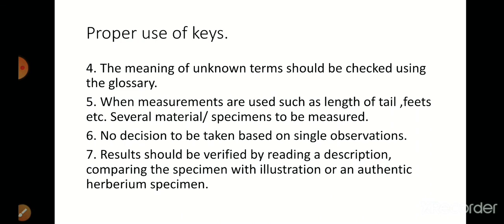So the next point is no decision to be taken based on a single observation. Okay, a single character observation cannot differentiate the organism on the basis of that single character. For example, scales are present in birds and reptiles. In both classes these scales are present, so this single character of scales cannot identify whether this unknown organism belongs to amphibia, sorry, reptiles or birds. So single character identification cannot make the proper decision for the classification of this unknown organism.